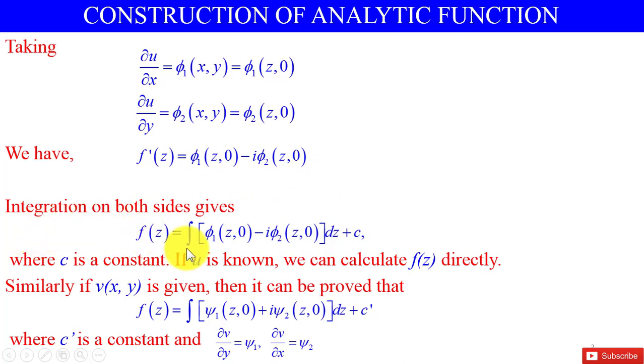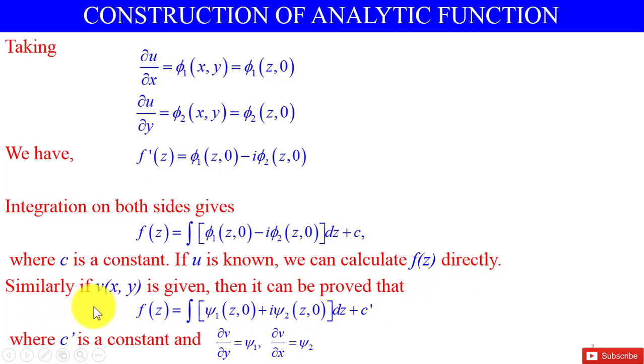Integration on both sides gives f of z is equal to the integral of phi 1 of (z, 0) minus i times phi 2 of (z, 0) dz plus c, where c is a constant of integration. If u is known, we can calculate f of z directly.